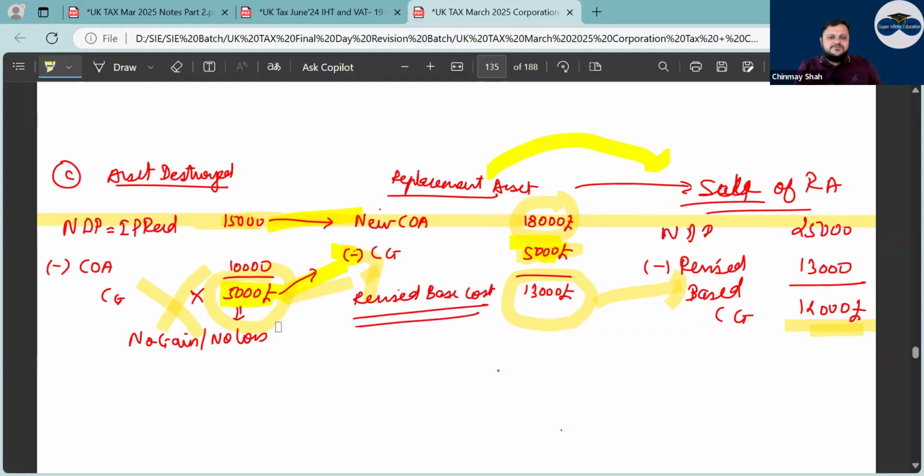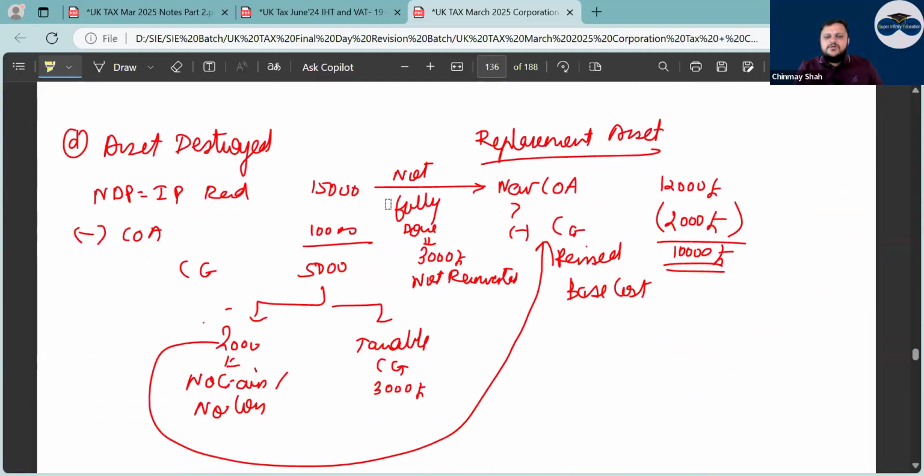So 5,000 would have been taxed here, but you deferred it to the sale of the replacement asset. Then if you are not fully investing in the replacement asset, in that case, whatever difference you have not reinvested will be your capital gain. So 15,000 received, 12,000 is reinvested. 3,000 of the 5,000 will be taxable capital gain. The remaining 2,000 will get no gain, no loss treatment, and will be deducted from the new cost of acquisition, and you will get a revised base cost. Have a look. Make sense?